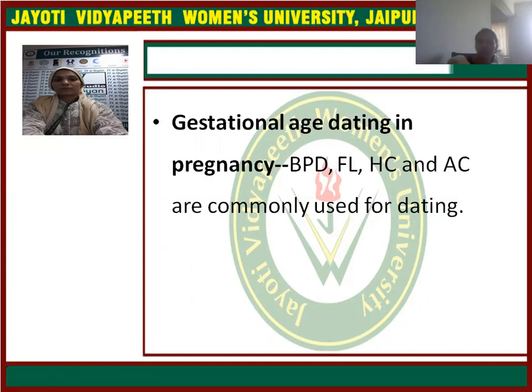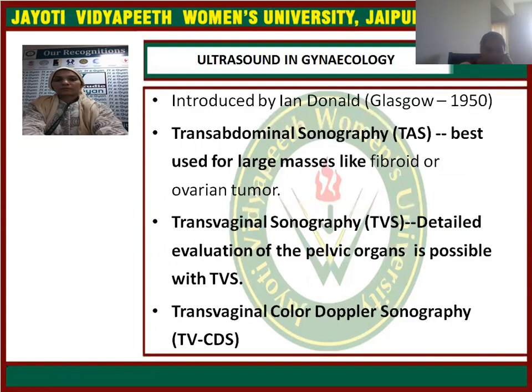Gestational age dating in pregnancy can be done. It is done by biparietal diameter, femoral length, head circumference, and abdominal circumference. These are the commonly used parameters for dating the pregnancy and gestational age.